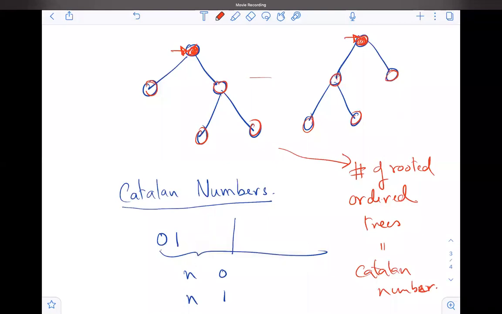Again, if you guys are interested, you can take a look at this one. You can just study about Catalan numbers. It's a very beautiful topic. It has over 50 different ways of writing the Catalan numbers. And a pretty amazing thing: why is the number of rooted ordered trees the same as the Catalan number?